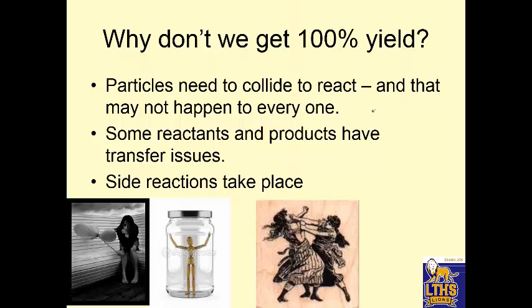Maybe we start in one container and we pour it into another container. And then some of the particles get stuck in this container and don't make it to that container. So they have transfer issues going from container to container. Also, sometimes we have to do reactions in water to make them happen. And there could be side reactions taking place. Okay? So if these two are fighting over here, then they can't react in the chemical reaction. If this one gets stuck in the container, it can't make it to the products. And they have to collide. This one's not going to collide with anyone, and so there's no reaction there.